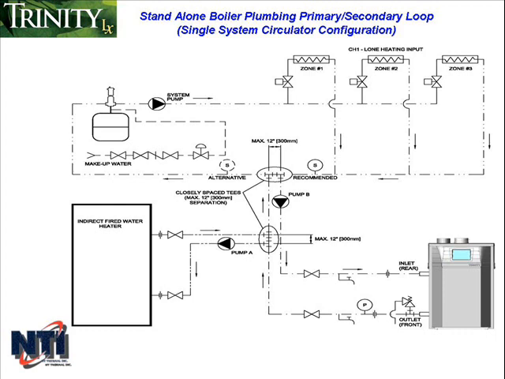Also, this piping configuration requires the central heating system and the domestic hot water system to be decoupled from the primary loop using closely spaced tees. Or, a low-loss header or hydraulic separator could also be used in lieu of closely spaced tees.